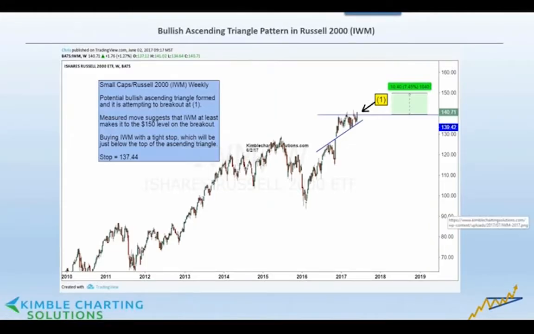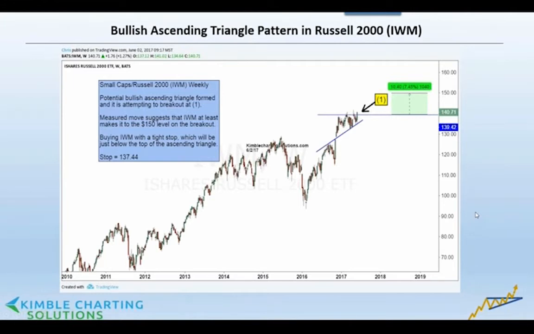So another example is a bullish ascending triangle in the Russell 2000. You can see this is something that we shared almost 2 months ago with our customers. And the idea of the measured move is the distance measured from low to high. We put this in the upper right, and shared that it could add another 7% or $10 onto the price on the breakout.